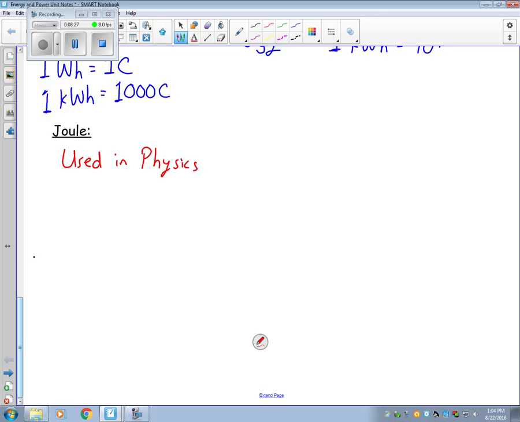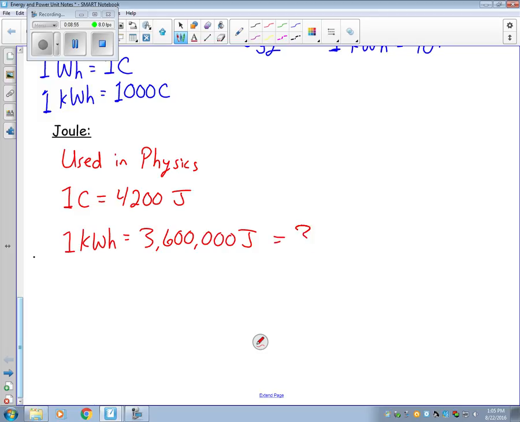So, 1 food calorie is 4,200 joules. 1 kilowatt hour is 3,600,000 joules. Now, I would really prefer to use a metric prefix. So since I see million there, the prefix mega means million. So I would say this is 3.6 megajoules. And mega is used with a capital M.